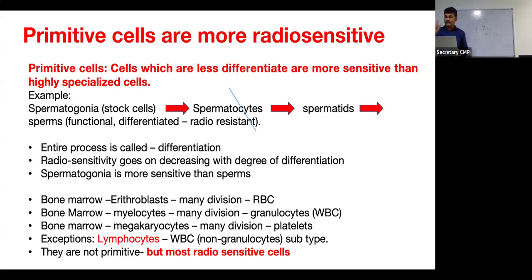But there is an exception here, and you need to apply that exception. In the case of lymphocytes, which are a type of WBC, they are functional cells, and they also come from bone marrow. But even though they are functional or highly differentiated cells, they are more sensitive than bone marrow. So lymphocytes are said to be the most radiosensitive cells in the human body.